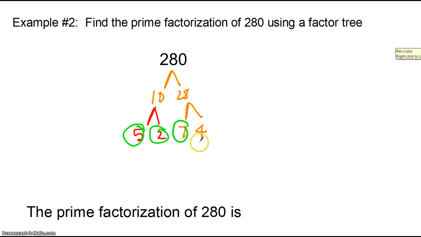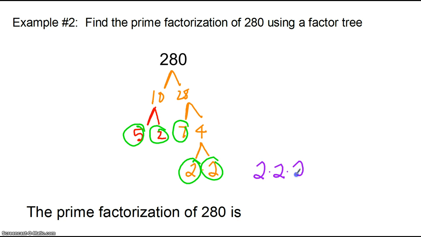Alright, from the 4, I have to do 2 times 2, and both 2's are prime numbers. Okay, so once all of my final bottoms of my trees are circled, I know I'm finished, and I can start to simplify the prime factorization. So I have 2, right in green. I have 2 times 2 times 2 times 5 times 7.